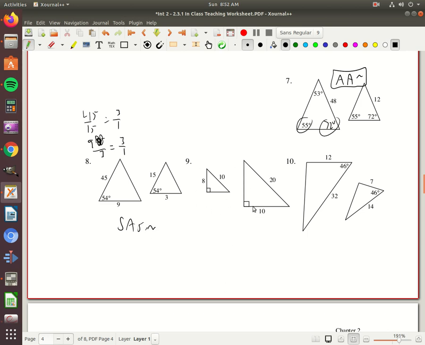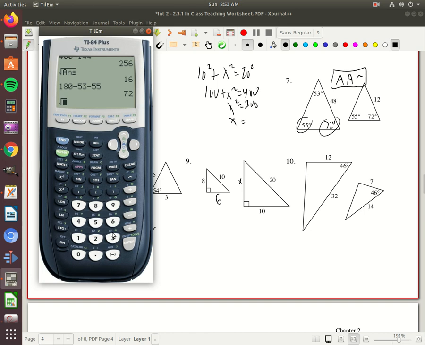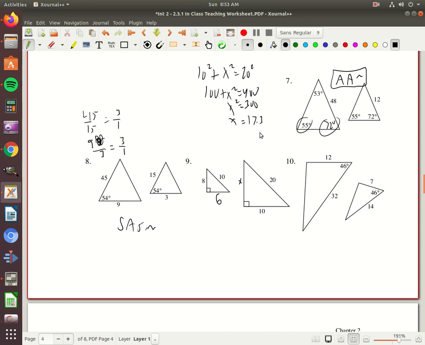If I look at this one, again, I have the Pythagorean theorem. I know this is going to be a 6, right? 6 squared plus 8 squared equals 10 squared. Here, I know it's 10 squared plus, we'll call this x squared, should equal 20 squared. So 100 plus x squared equals 400. So x squared equals 300. So I have no idea what the square root of 300 is. So we'll go here, we'll get the square root of 300, and we get 17.3. So I think at this point it's fairly obvious that this is not going to be side angle side or side side side.